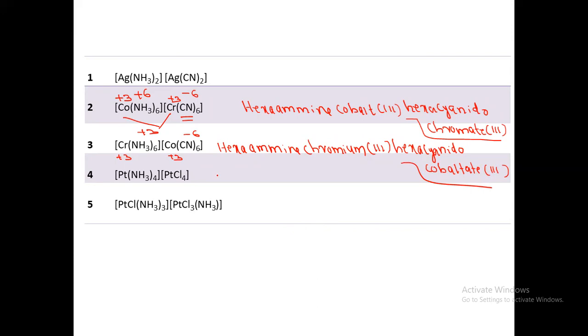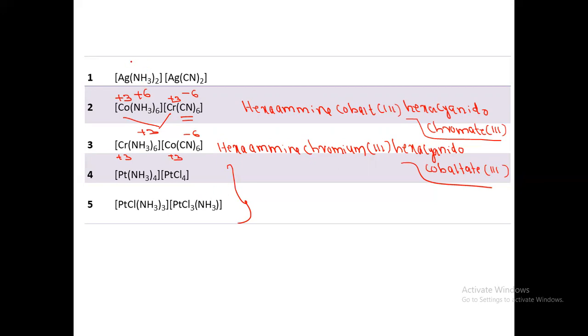Okay, can you try the next one? Try the next two. I'll post the answers in the description box, so you can check your answers. Hope it's clear. It's very simple.